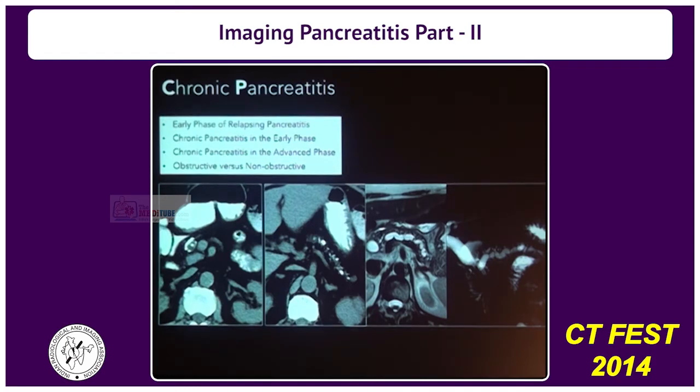So you can have an imaging negative, but EUS positive. So that is the early phase of relapsing pancreatitis. Once you go into the chronic pancreatitis, with the early or the late phase or the advanced phase, that's when you start seeing the imaging correlate of glandular atrophy.